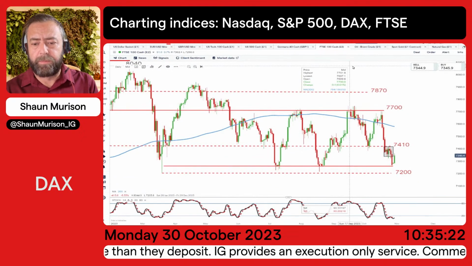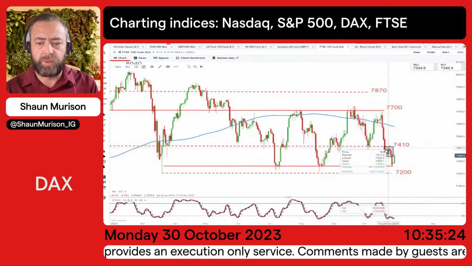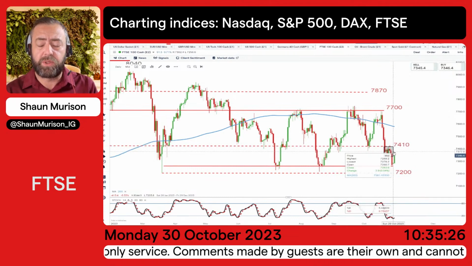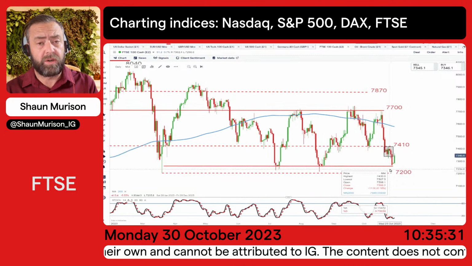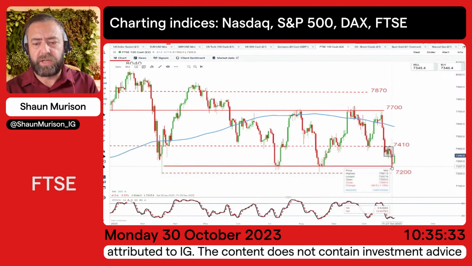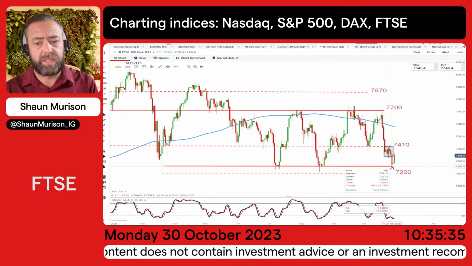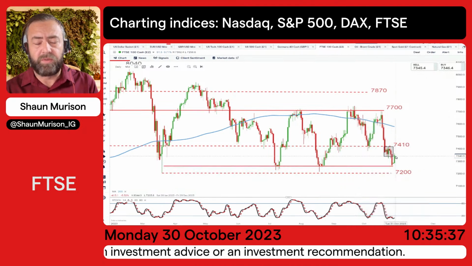FTSE 100 broke out of that very short-term consolidation we were talking about. Long-term trend is sideways. We're trading between levels. We're waiting for a directional bias. Very sharp move, quite a hard one to catch. Did find support at about that 7,260 mark, and we are reversing quite sharply.